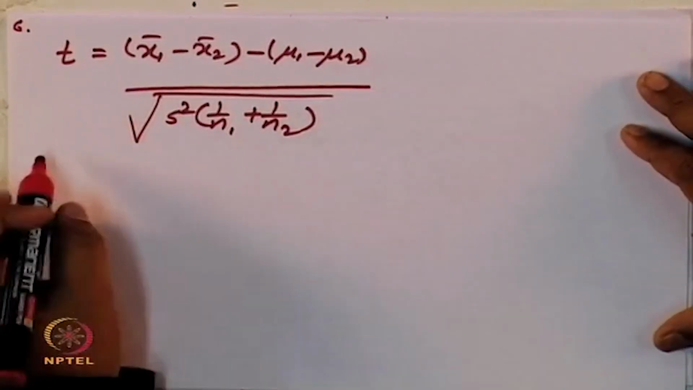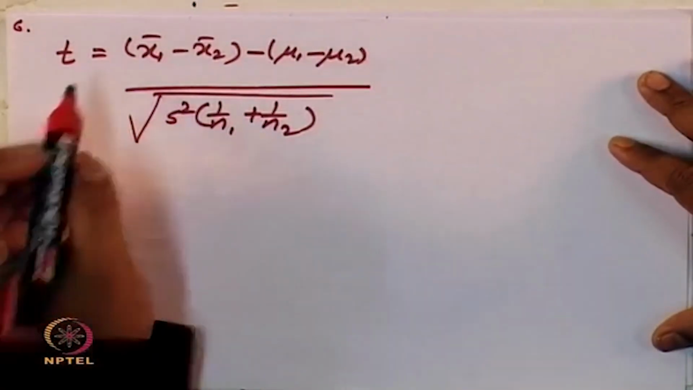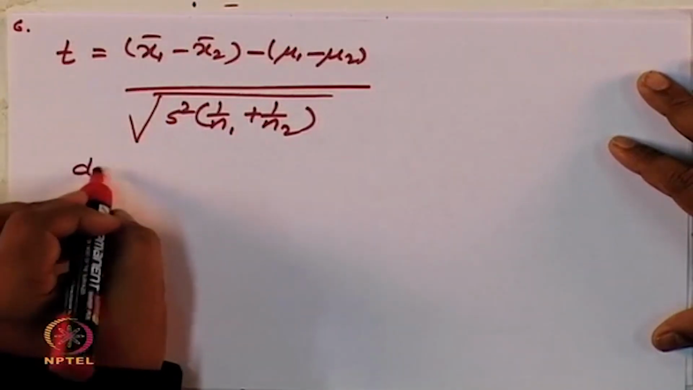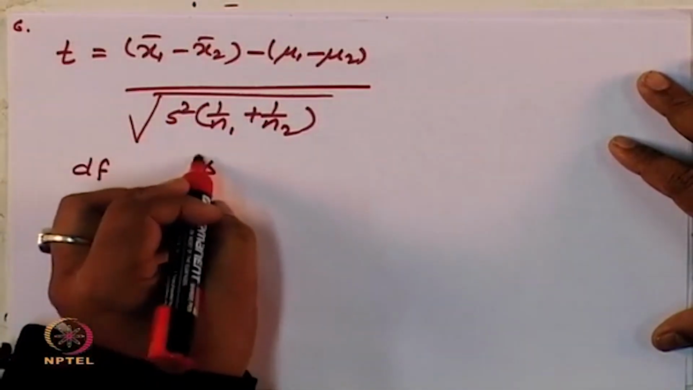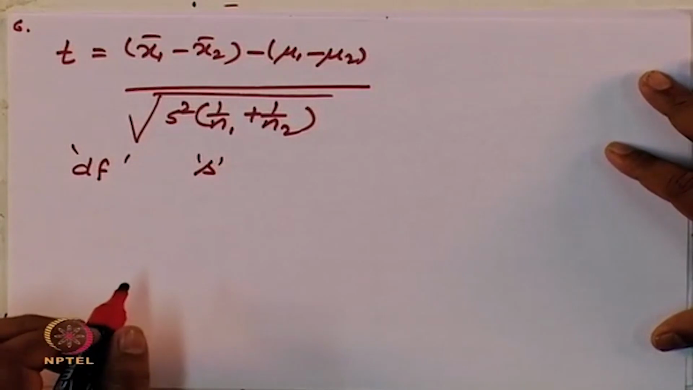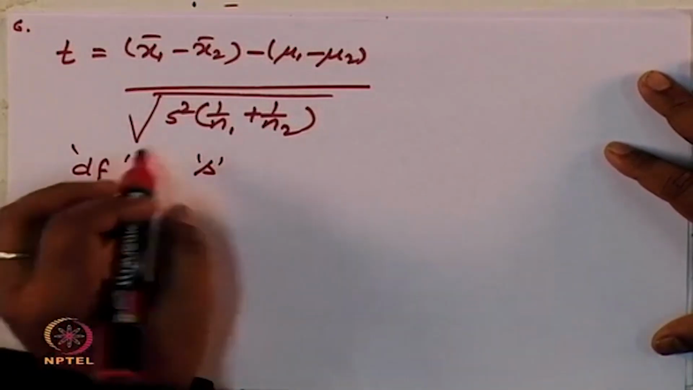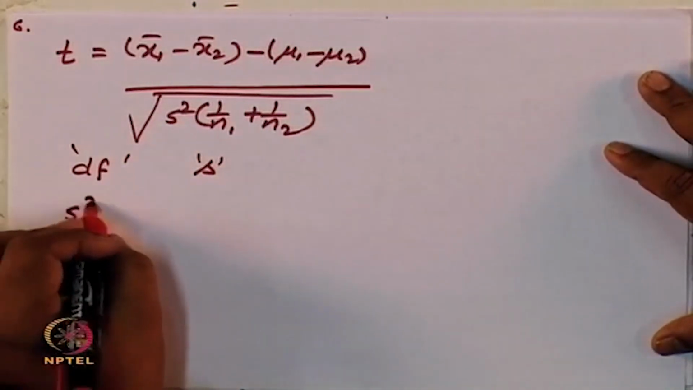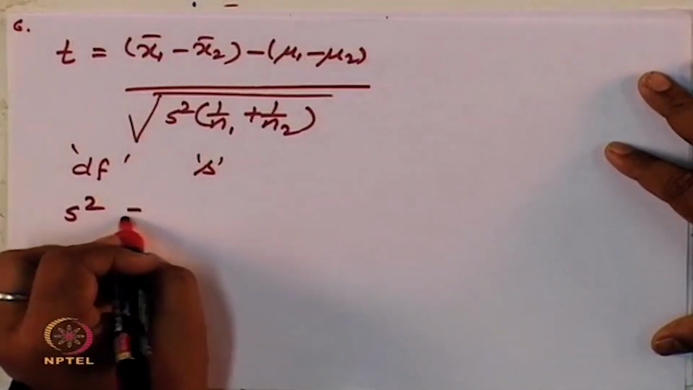For calculating the t statistic, I need to calculate df and I need to calculate s. So, how do I do it? You estimate the sample standard deviation using the following expression.